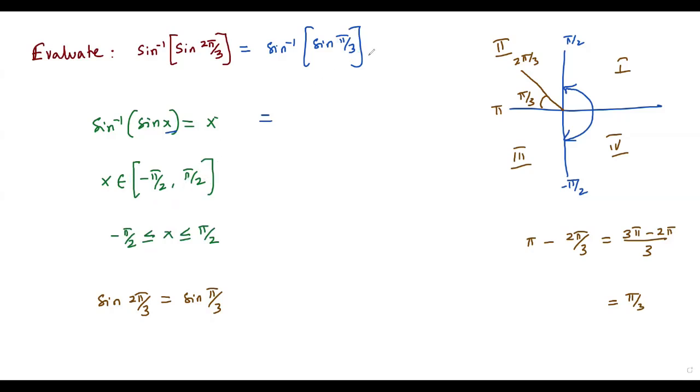Yes, it is, because pi over 3 is 60 degrees, it is in the first quadrant. So it lies between negative pi over 2 and positive pi over 2. Since we get a value in this closed interval, the evaluation of this expression equals the value we have over here, that is pi over 3. So now I have evaluated the given expression, and the answer is pi over 3.